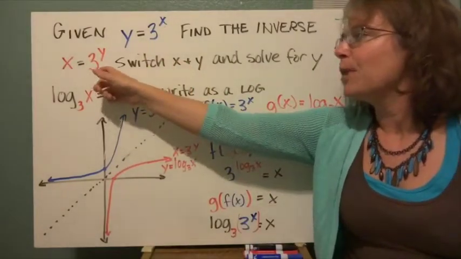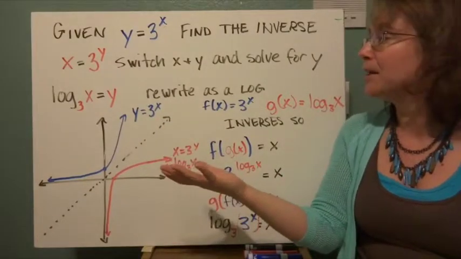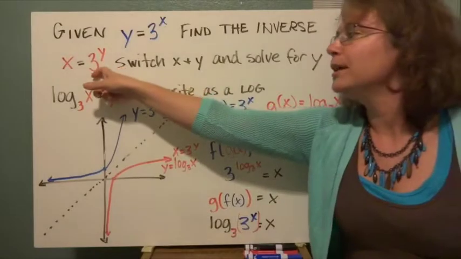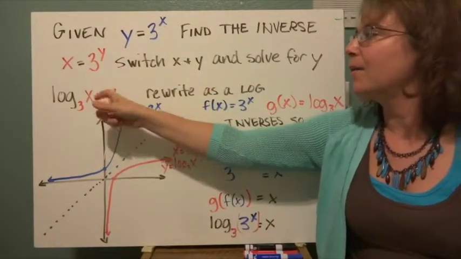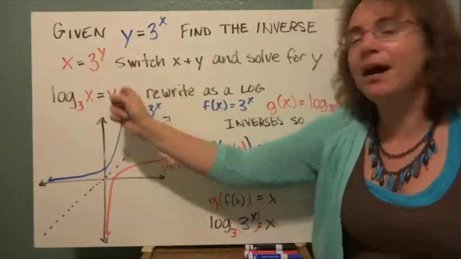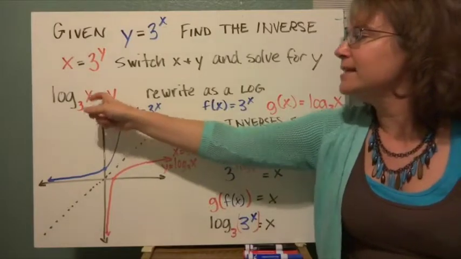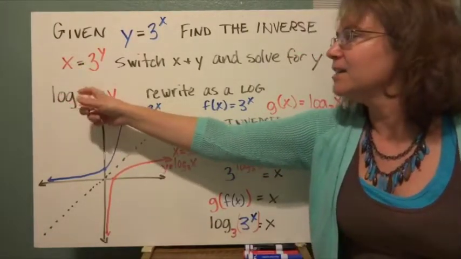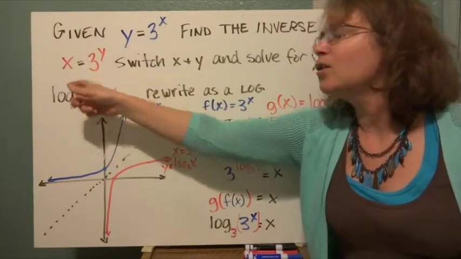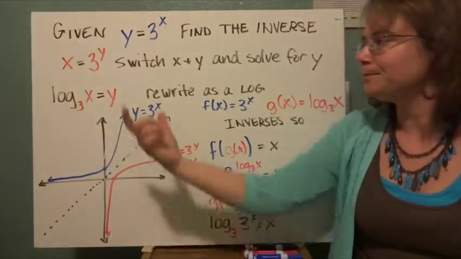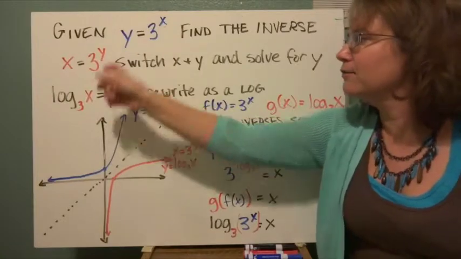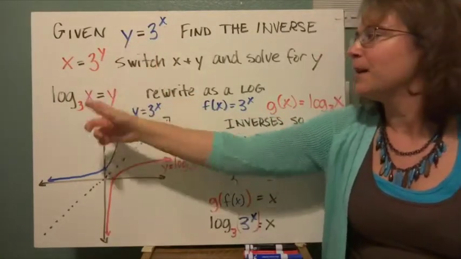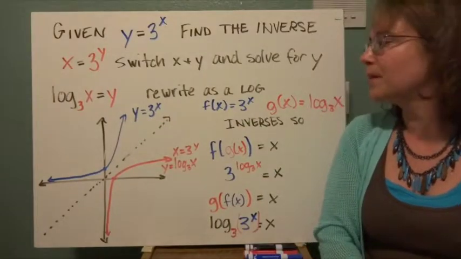So to solve for y, we're going to use our newly found way to write exponents. We're going to use logarithms in order to rewrite this as a power equal to something else. And my power here is y. So y is equal to log base 3 of x. So these two are equivalent equations. These are different. They're inverses of each other. So I solved for y, in essence, by just rewriting that as a logarithmic equation.